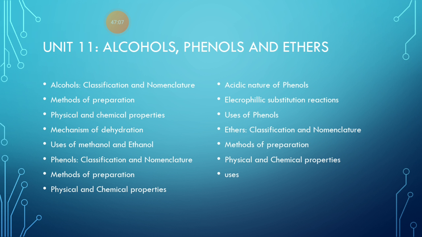So here also we are going to learn about the classification and nomenclature of alcohols, methods of preparation of alcohols, physical and chemical properties of alcohols, the mechanism of the dehydration reaction, and uses of methanol and ethanol. Then in phenol also we are going to learn the same points: classification and nomenclature of phenol, method of preparation of phenol, physical and chemical properties of phenol, and the acidic nature of phenol, why phenols are more acidic than alcohols. Then electrophilic substitution reactions of phenols, and finally the applications and uses of phenol, where they are used.